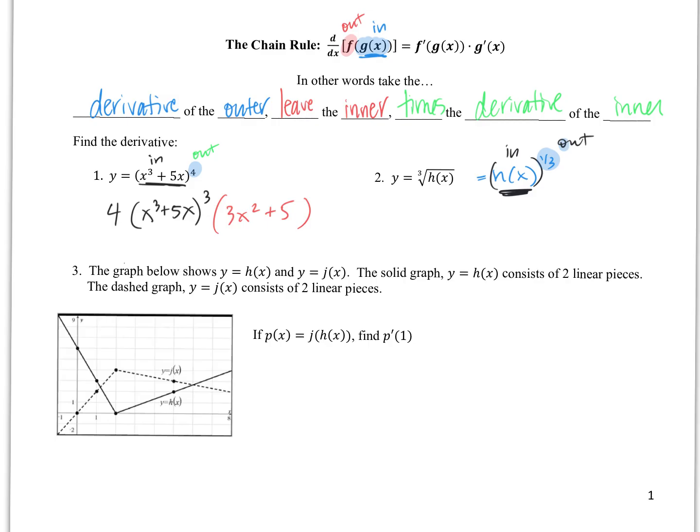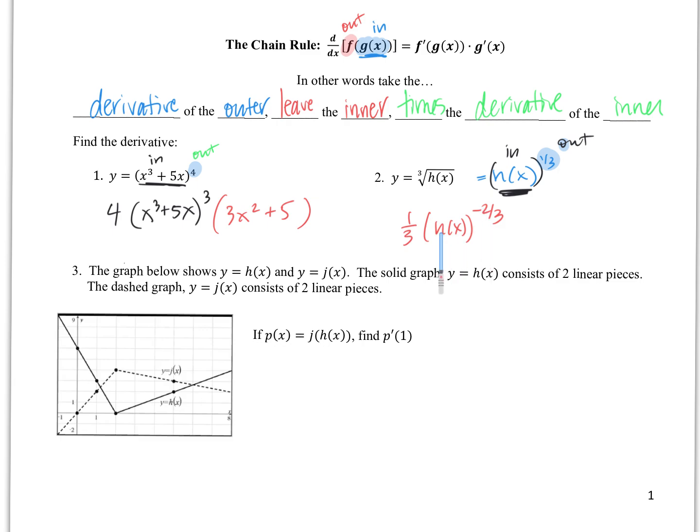Okay, who's got me? What's the derivative? Oh, Cam. What's the derivative of my outer? 1/3, leave the inner, h of x. That exponent becomes beautiful. So you guys, she just took the derivative of the outer. She brought her 1/3 out front and took her exponent down by 1 and left the inner.